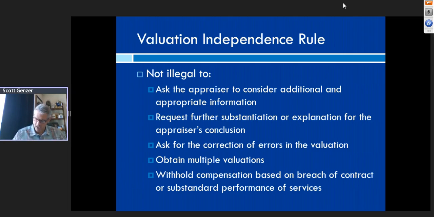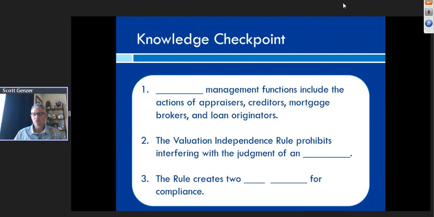All right, let's take a look at the scenario on 341. What's going on? All right, let's answer the questions first. What kind of management functions include the actions of the appraisers, the creditor, the brokers, and the originators? What's the term we're using in today's world? They just use that new word that we usually don't use. And that's it, Jordan. Valuation management functions.